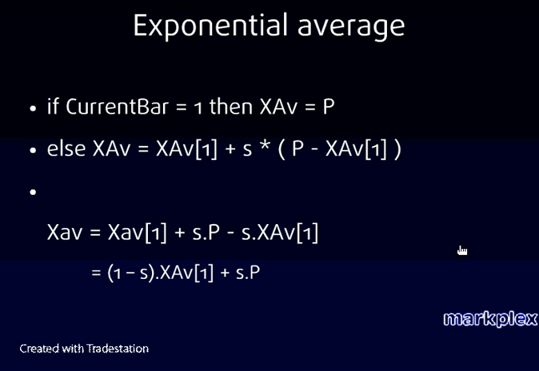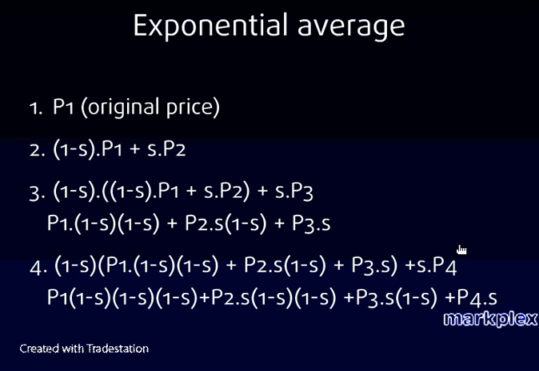And we can just experiment a little here and see how this works. So let's assume that on current bar 1 the price is P1, and we'll put that into the formula to find out what the exponential average would be on bar 2, and that would be equal to 1 minus the smoothing factor times P1, in other words the exponential average of the previous bar, plus the smoothing factor times P2, the price of this bar.